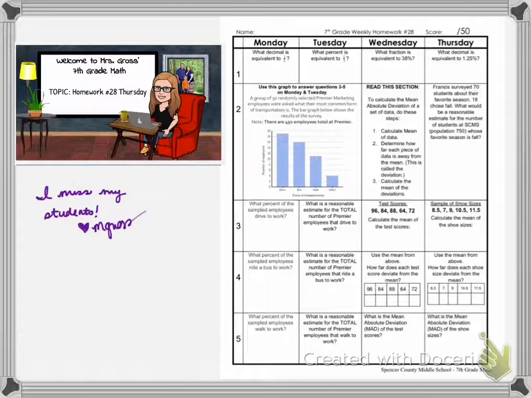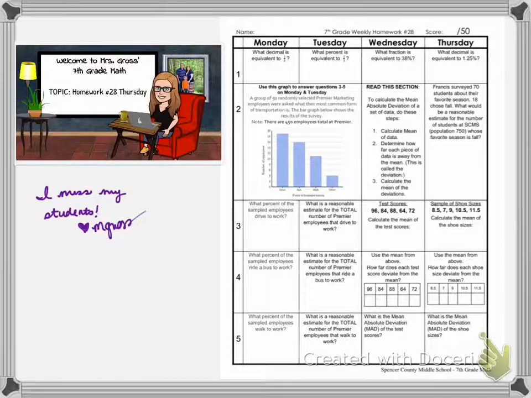Number 1 on Thursday, what decimal is equivalent to 1.25%? And so remember when we're changing percents to decimals, we're going to move that decimal place 2 to the left. Number 2 says Francis surveyed 70 students about their favorite season. 18 chose fall. What would be a reasonable estimate for the number of students at SCMS, population 750, whose favorite season is fall? So we're taking a sample and then we're making a prediction. We're going to be using ratios here.